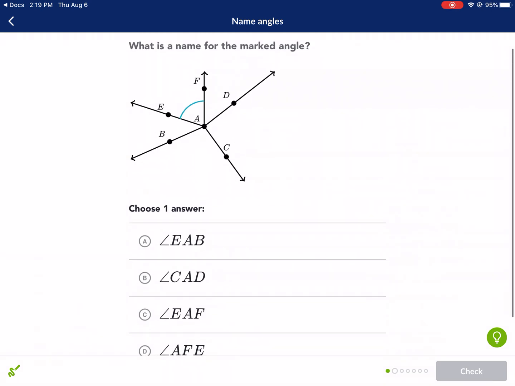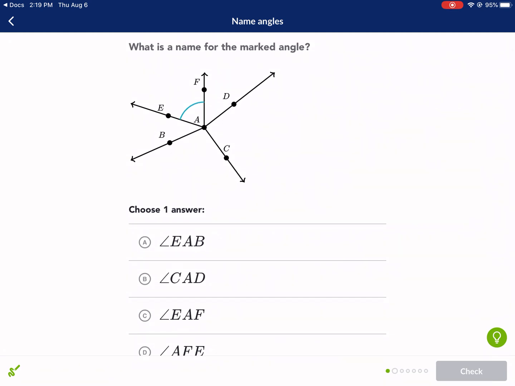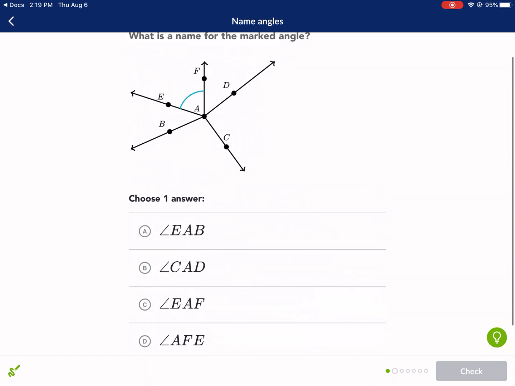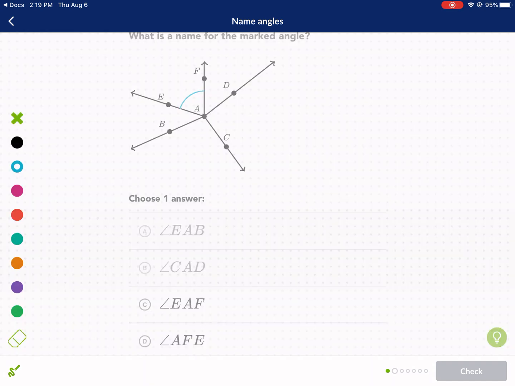All right, moving on. What is a name for the marked angle? So the marked angle is this blue one here. And what lines is it between? An angle technically is the composition of 2 rays. So a ray is 2 points with a line starting at 1 with a definitive start point, and then it goes on infinitely in one direction. Not like the band, but one direction. Okay, now it's 2 rays with the shared vertex.